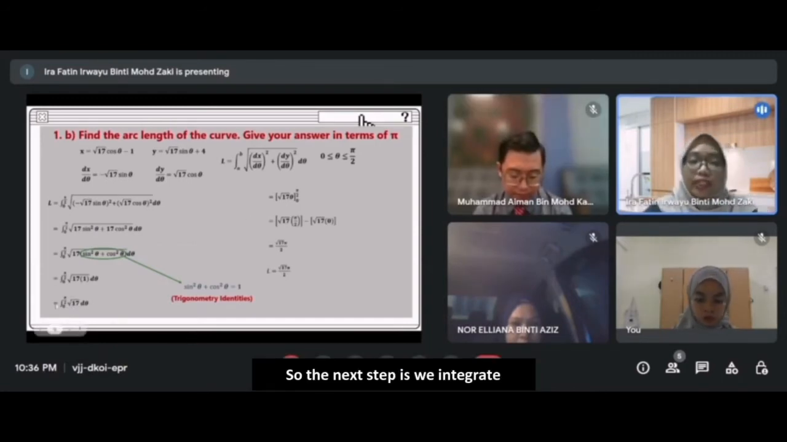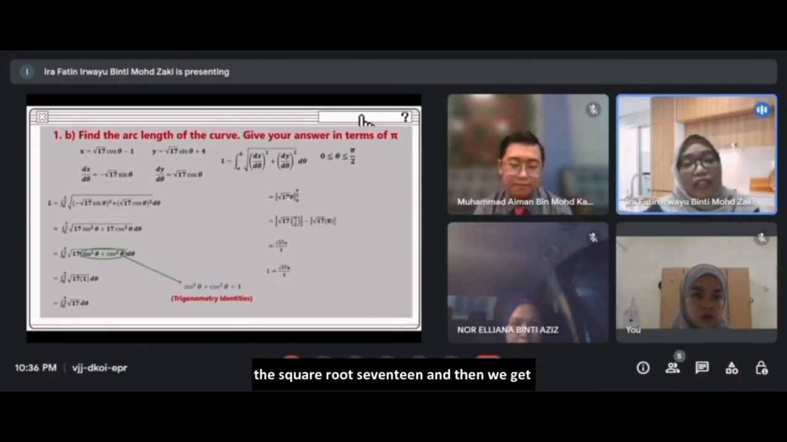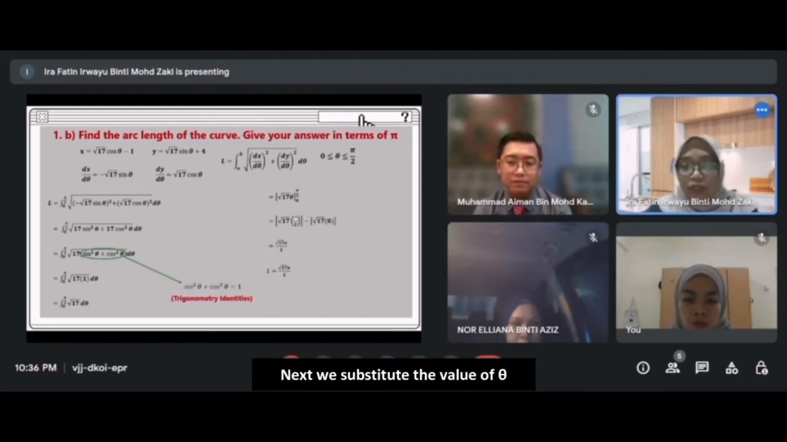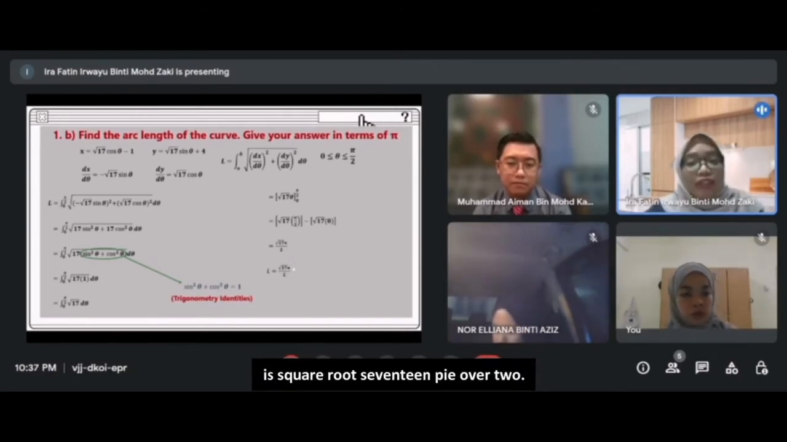The next step is to integrate the square root 17, and then we get square root 17 theta. Next, we substitute the value of theta, which is pi over 2, and then we substitute theta as 0, and we get square root 17 pi over 2. So the final answer for the arc length of the curve is square root 17 pi over 2.